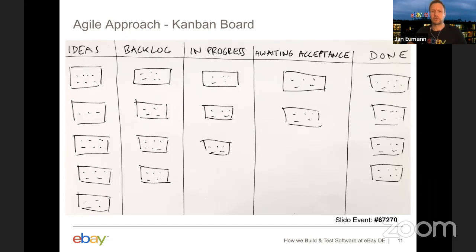We have a column called awaiting acceptance. This is where we take another look at the user story. We might do exploratory testing. It can be another person doing a code review. It can be the PM who will take a look at whether a campaign is configured in the right way or something like this. And we have a done column, which means we have done the things that we wanted to do for the story, and those are ready to be released. I will come back to the release questions in a couple of minutes.